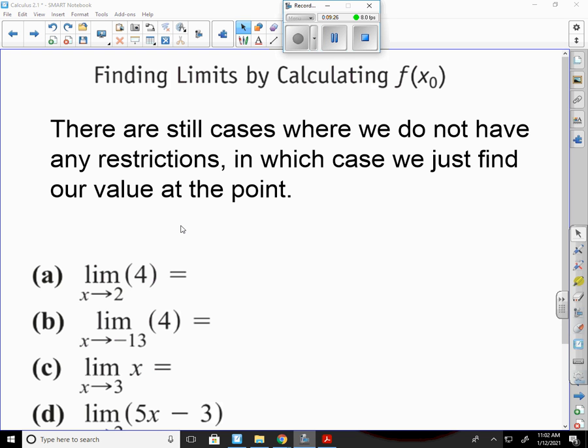Well, for this function, there's no x in here. There's no y. There's nothing. So that tells us this is just a constant function. It's always 4. So it doesn't matter whether my x is approaching 2, 7, 15. My limit as x approaches 2 of 4 is still going to be 4. Same thing with part B. My limit as x approaches negative 13 of 4 is still 4. It doesn't matter what the x changes to. My graph of f of x equals 4 is just a horizontal line at y equals 4.